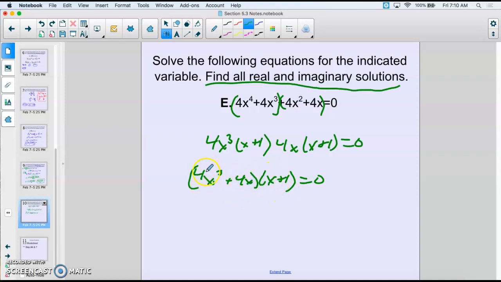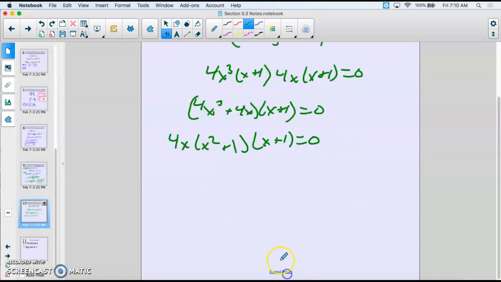But I have to deal with this 4x cubed plus 4x thing. I can take out a 4x, and I'm left with x squared plus 1. Ah, dang. If it was minus 1, I would be able to factor that even further. But as it stands, I can't do anything more. Okay, so then my last step, I need to set each piece equal to 0.